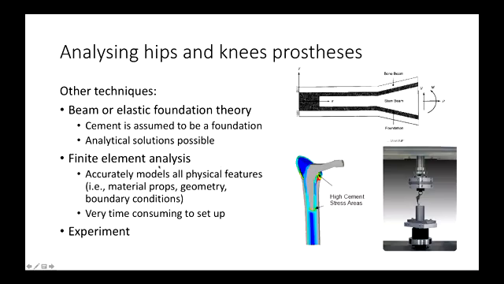The beauty of the finite element analysis is you can incorporate all the different, I guess, non-ideal features. So non-uniform material, bone isn't just a constant stiffness. It actually varies based on the density, the geometry. But I think I mentioned last time that they're very time-consuming to set up.